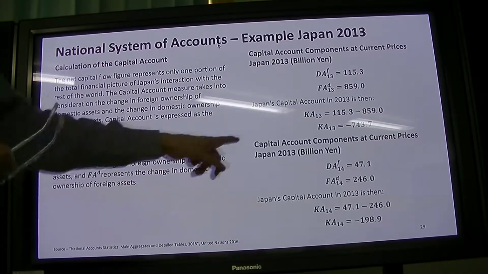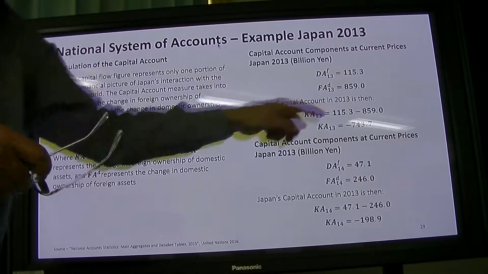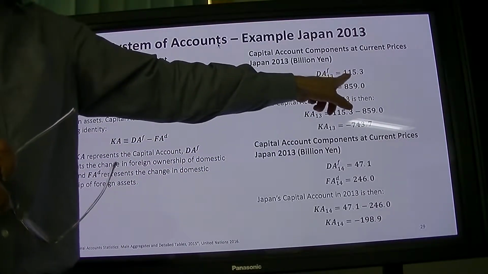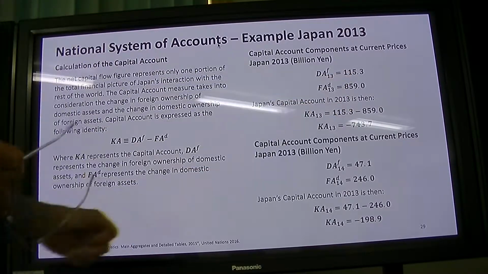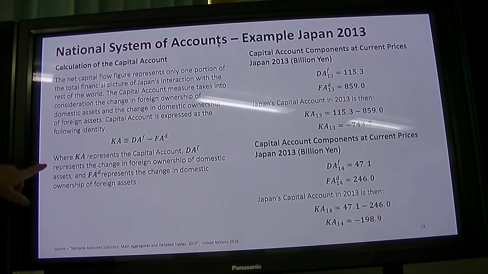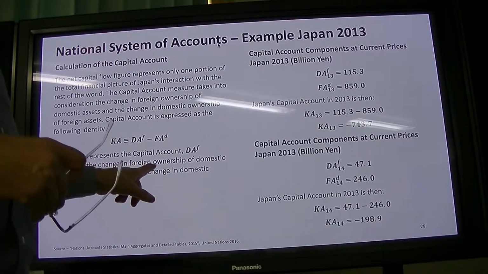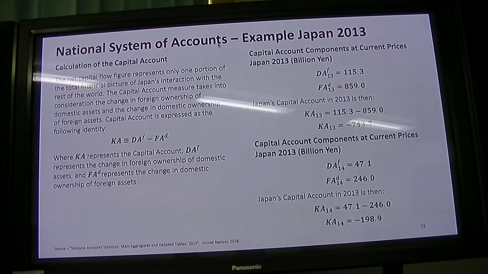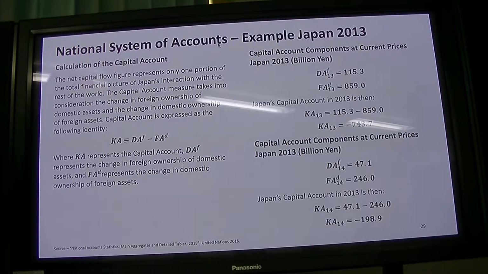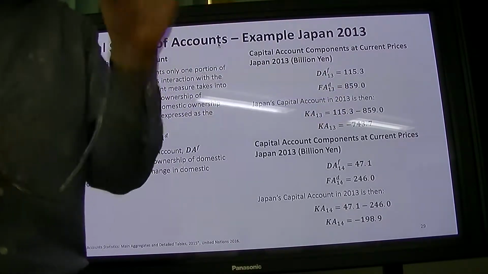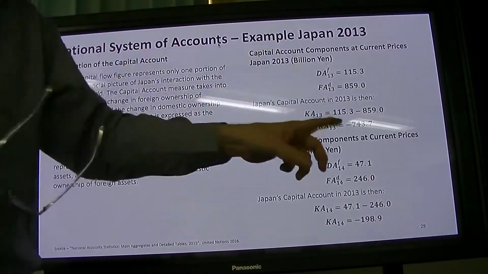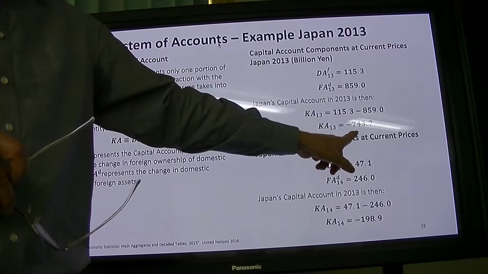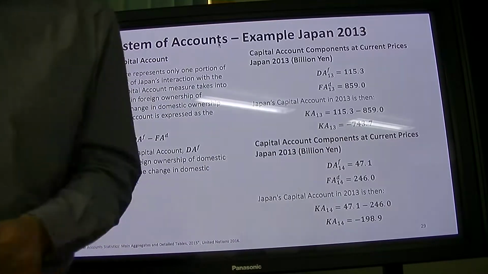So what that says is that these are pretty low. It's like billion yen. So the change is not very, very big. There's more foreign ownership of domestic assets and more domestic ownership of foreign assets. So that means capital outflow. So the net, this minus this, means there's a bit of capital outflow. But it's not a lot. It's only 700 billion yen.